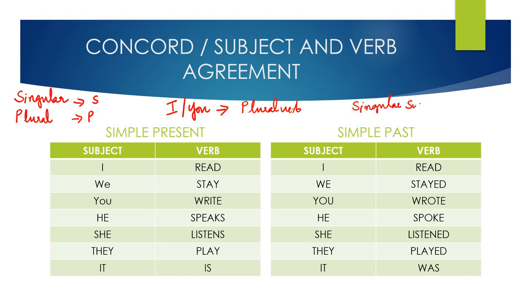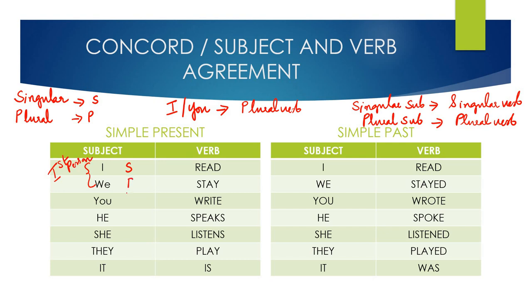Singular subject is always followed by a singular verb. Plural subject is always followed by a plural verb. I is singular, and you should understand that I and we are first person pronouns. I is singular, we is plural.